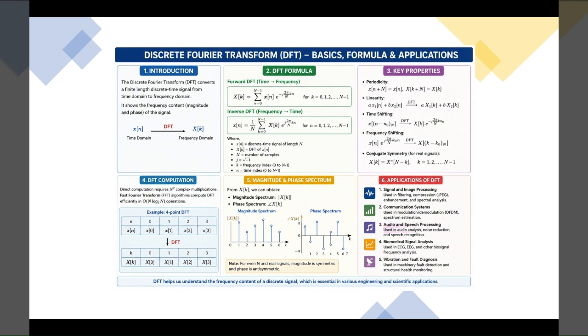Time shifting: when a signal is shifted by n naught samples, what happens in the frequency domain is that it is multiplied by e power minus j 2 pi k n naught, with that shifted time duration. Frequency shifting is like a reverse of time shifting. Conjugate symmetry is also possible in DFT.